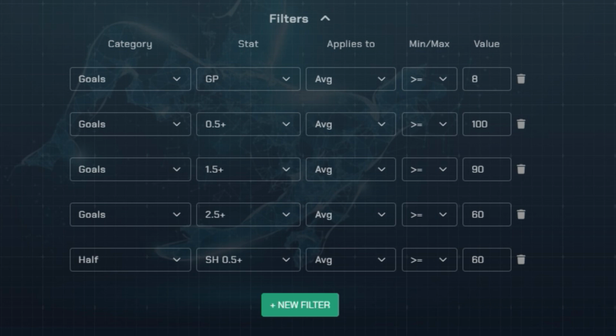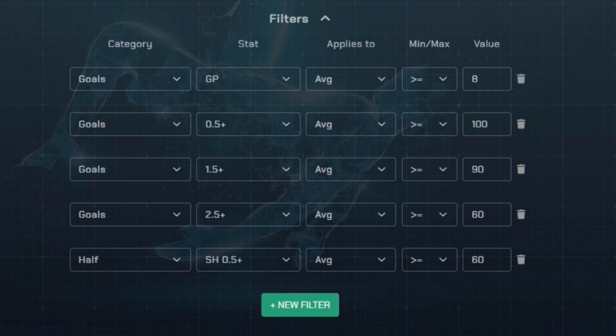This filter ensures that the match is not too evenly balanced, as one-sided contests often produce more predictable outcomes, increasing the reliability of this strategy. Now, how does it work? So the mechanics of this strategy are very straightforward.